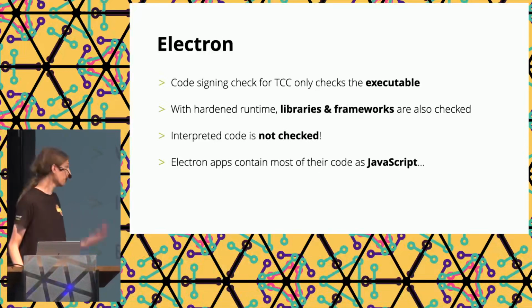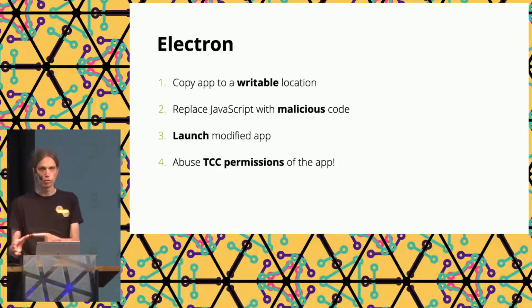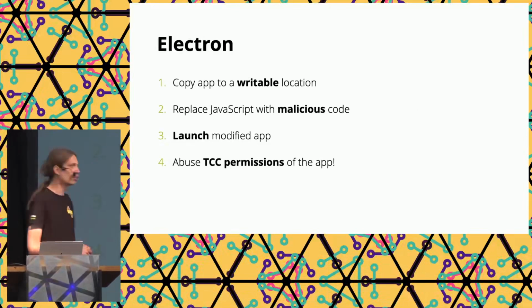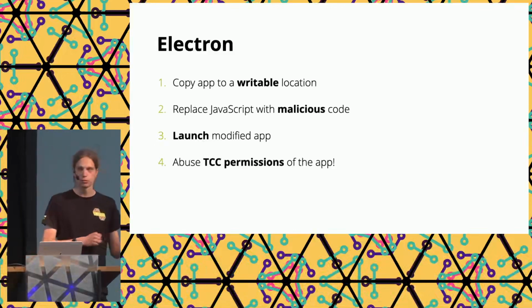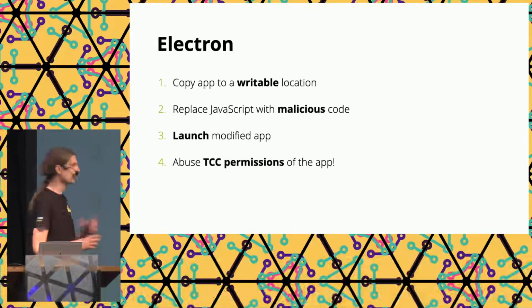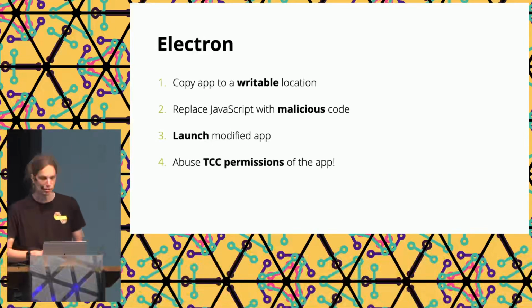So in basically every Electron app, you can do the following attack. You copy the application to a writable location. You can do this if you have some access to the machine already, so you cannot do this remotely. And you take out the JavaScript, replace it with some malicious JavaScript, you launch the modified application, and now you have the TCC permissions that the original application had. So even if your application doesn't have access to the webcam, but you copied an application that did have access to the webcam, then you can now also access the webcam without having to ask the user for permission.